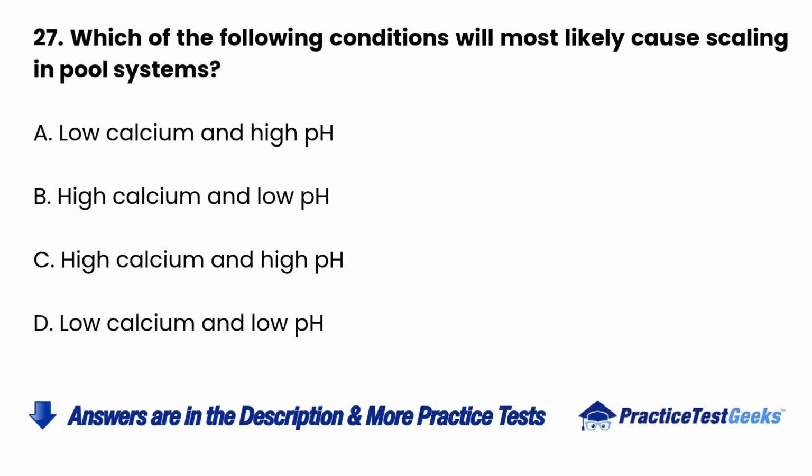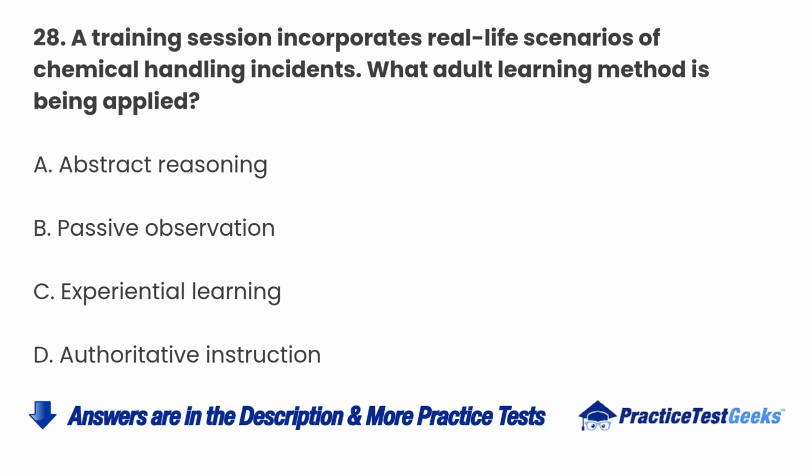27. Which of the following conditions will most likely cause scaling in pool systems? A. Low calcium and high pH. B. High calcium and low pH. C. High calcium and high pH. D. Low calcium and low pH.